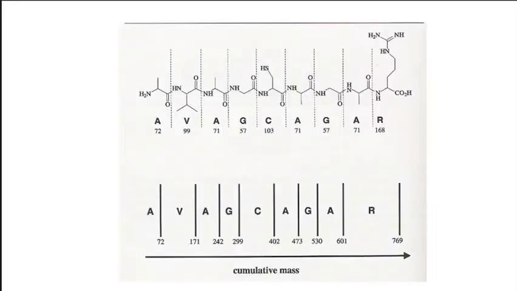For example, if we have a molecular mass of 170, it means alanine and valine. When we have 204, it is alanine, valine, alanine. This is the tripeptide. And so in this way, by cumulative mass, we can predict the amino acid sequence.